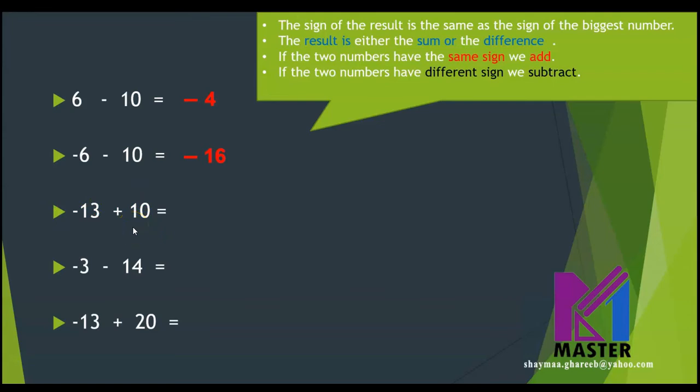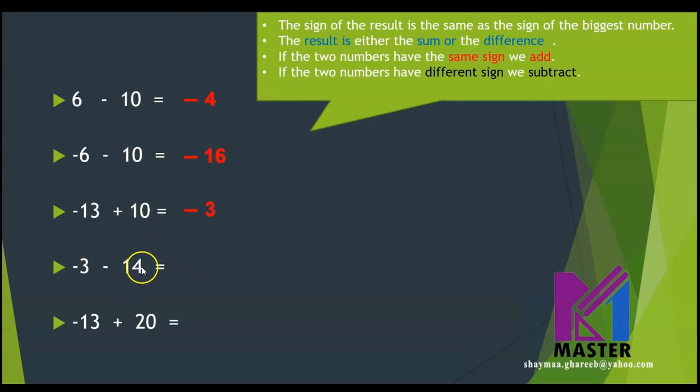Then I will find the difference. Okay, so the difference between 10 and 13 is 3. This 3 will be negative or positive according to the biggest number. The biggest number is 13, which is a negative number. Then my answer will be negative 3. Is this clear? Now I have two numbers. Both of them have the same sign and both of them are negative. Negative 3 minus 14.